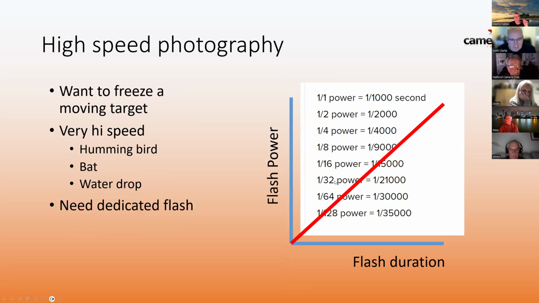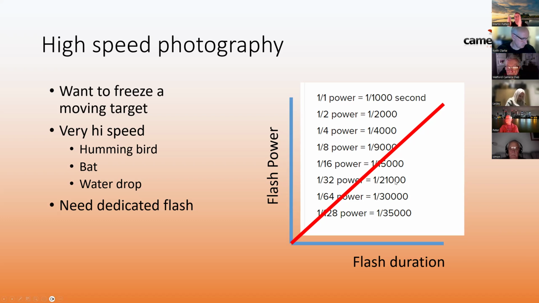If you're on 1/32 of a power, this is, I think, a standard Canon flash, the duration of the pop is 1/21,000th of a second. Has anyone got a camera that's got a shutter speed that's 1/21,000? Mine does 8,000. I noticed some of the newer cameras now actually can do higher than that. I think mine will do 1/64,000th of a second. I think you'd need an awful lot of light for that to work. But this duration is tiny.